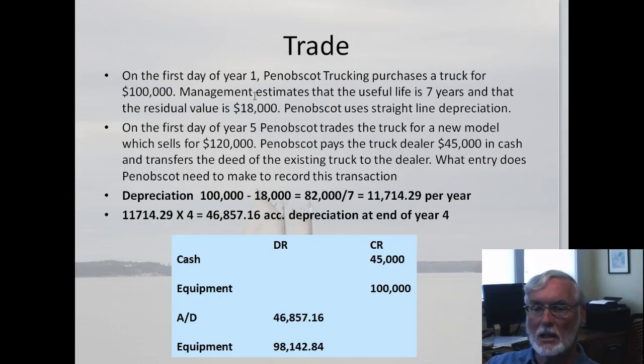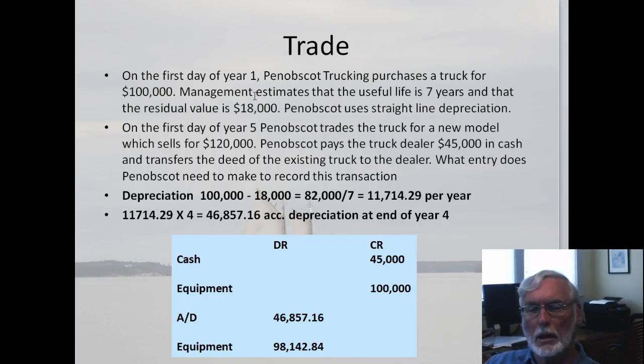So we have to get that off the books. We have to get the existing equipment off the books, and we have to record the cash that we're paying out. The new equipment goes onto the books at the book value of the old equipment plus the cash. So we don't record a gain or a loss. We record the new asset at the same price as the value of the assets we're giving up. So it's a fairly simple concept, though a lot of people say, well, wait a minute, now I've got a $120,000 truck that I've only got on the books for 98.